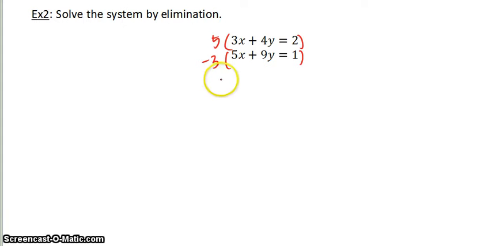So I'm going to multiply the first one out. So 5 times 3x is 15x. 5 times 4y is 20y. And 5 times 2 is 10.